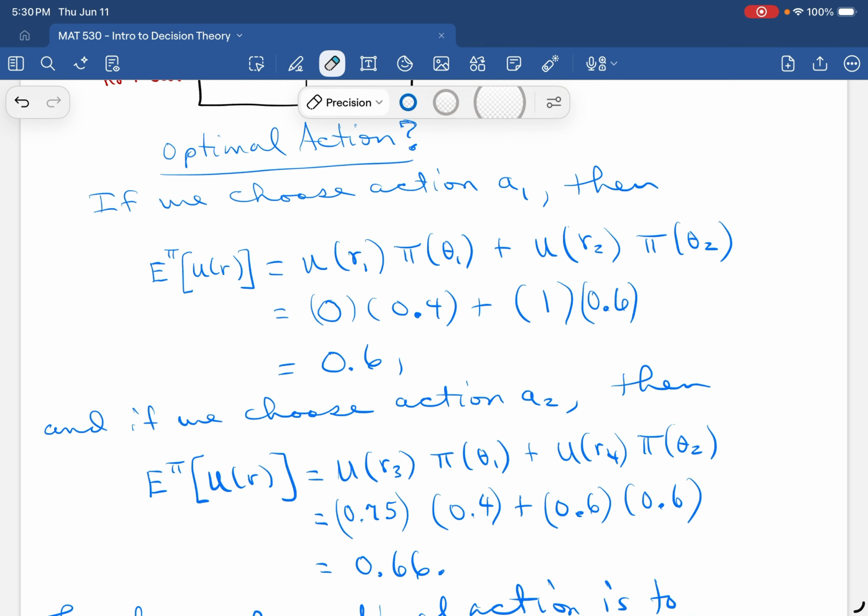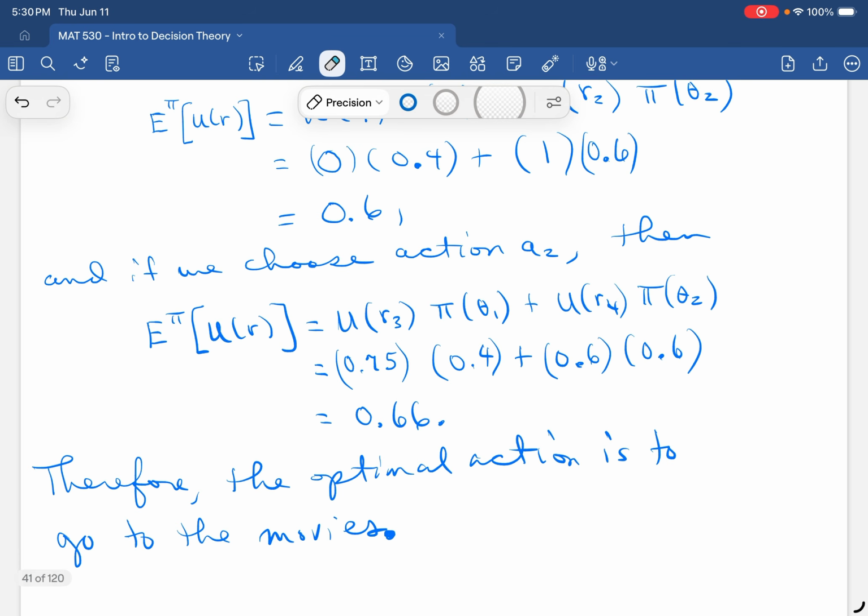So given this utility function, the correct decision for this particular decision maker would be action A2, because for that person, their expected utility is higher than with action A1. So the optimal action is to go to the movies.